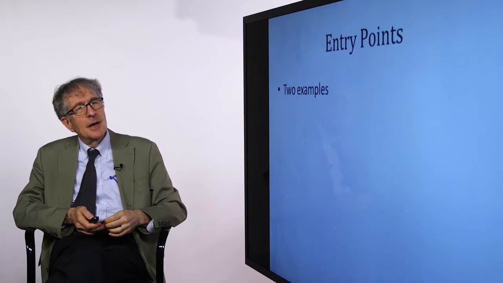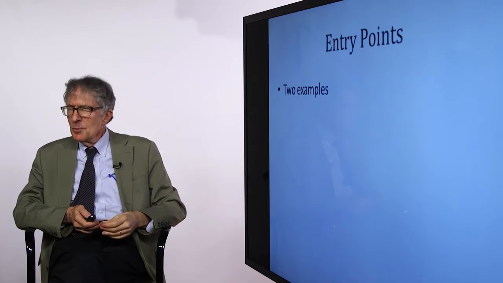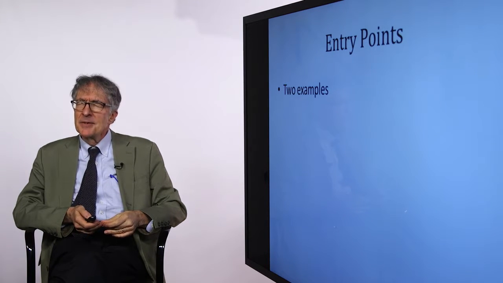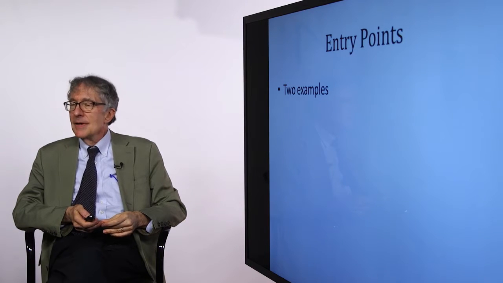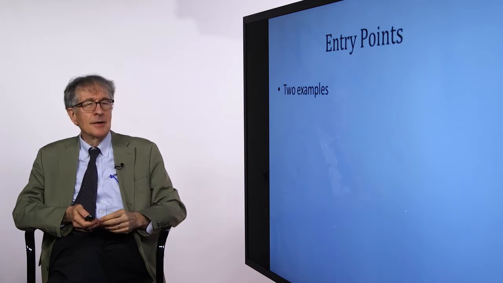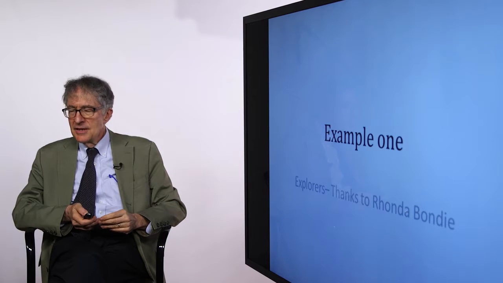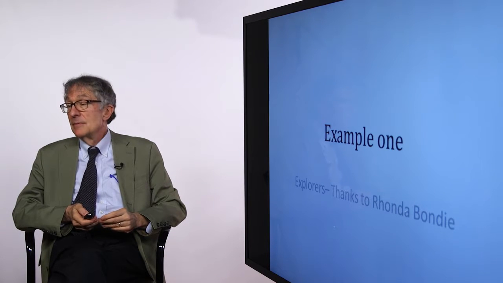So, entry points. This is one of the interesting educational ideas that I and others have come up with, and that is that if you decide that something is important, you can approach it in lots of different ways. And that allows us to draw on the different intelligences. This comes from my colleague, Rhonda Bondi, and she has an exercise which she does with 5th graders where they learn about different explorers.